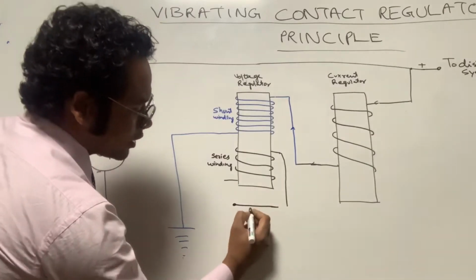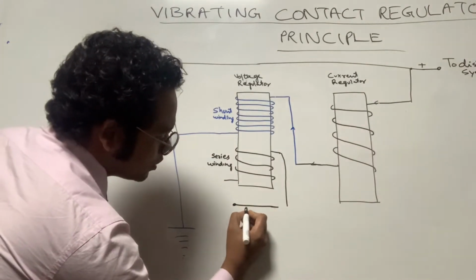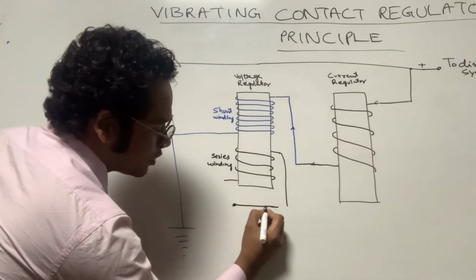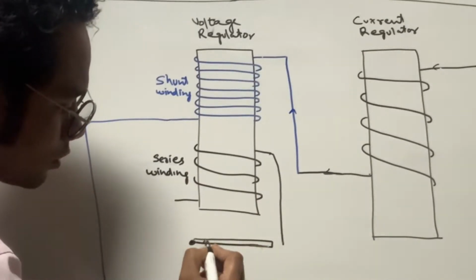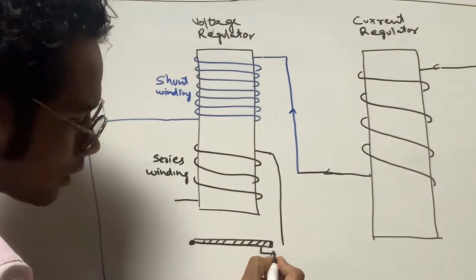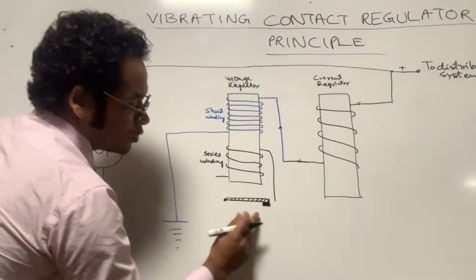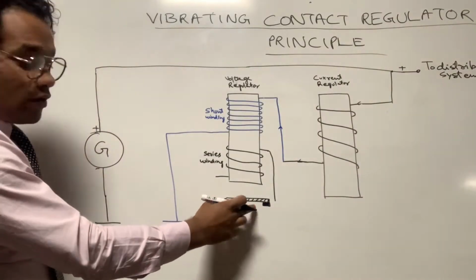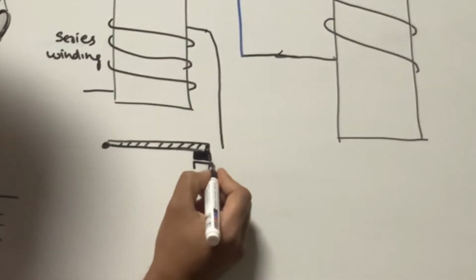So this is a contactor called the armature. Okay, what is it called? Armature. So this one is the armature. Okay friends, this one. So this is the armature which can move. So this is the movable end of the armature. Okay, and the fixed end of the armature is this one.